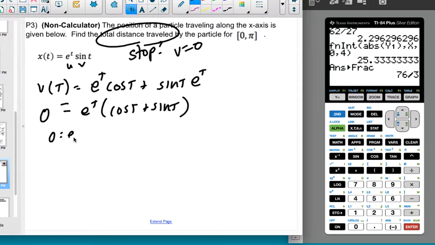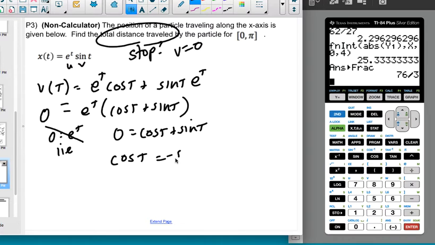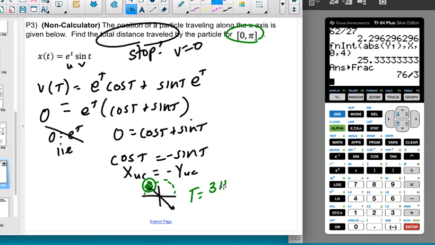Well, 0 equals e to the t is a lie, right? E to the t is positive. But 0 can equal cosine t plus sine t, because what that's saying is cosine of t equals negative sine t. That's saying that the x on the unit circle is the opposite sign of the y on the unit circle, and that happens here and here. But since I was given the window from 0 to pi, this is the only one that's pertinent to me. So the one that matters is that t is 3 pi over 4.